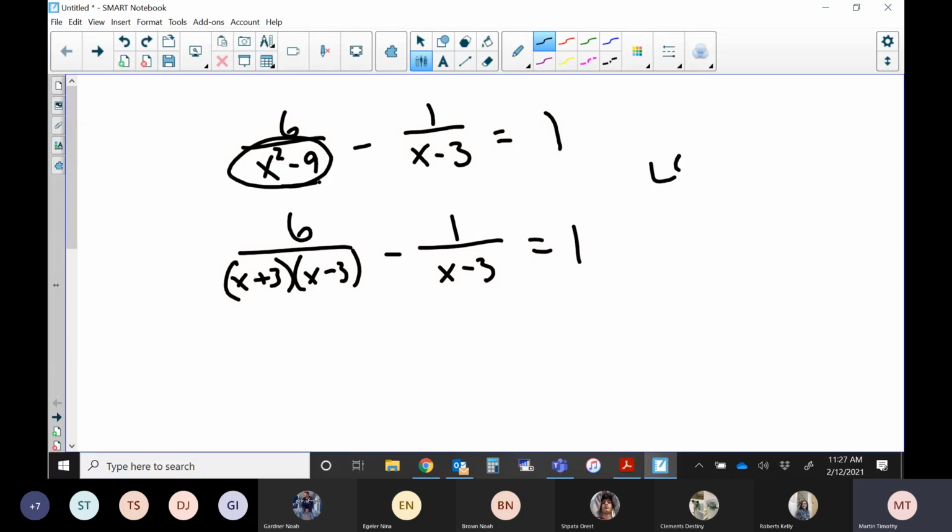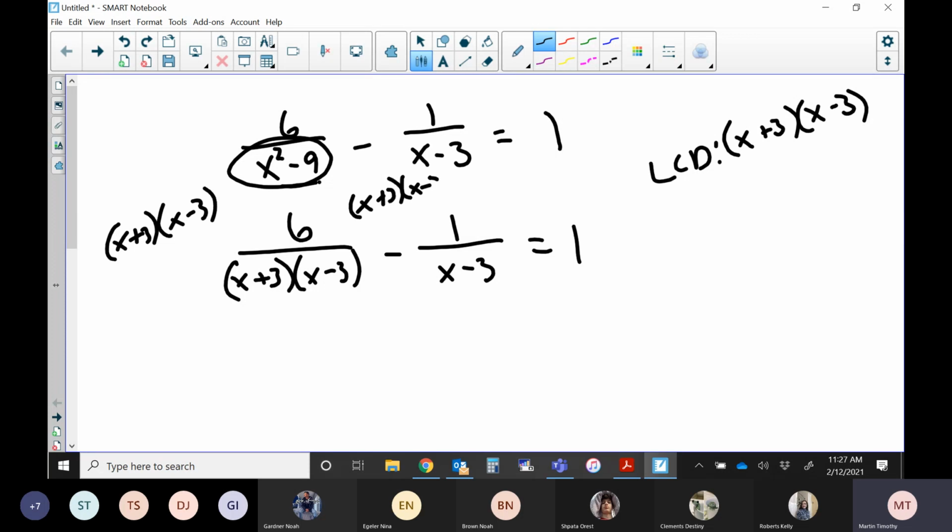then I go, okay, the least common denominator, what can they all become? X plus 3, x minus 3. So I multiply this by x plus 3, this by x minus 3, this by x plus 3, and this by x plus 3, x minus 3.